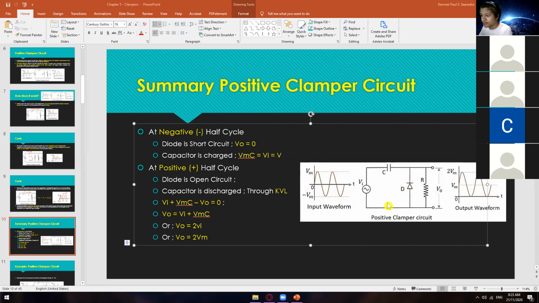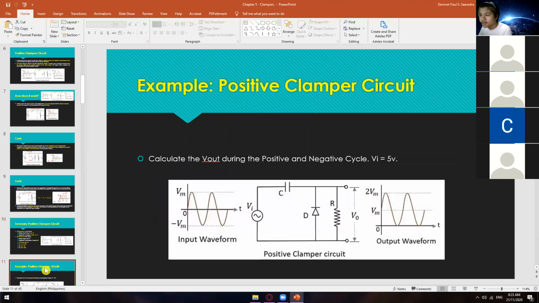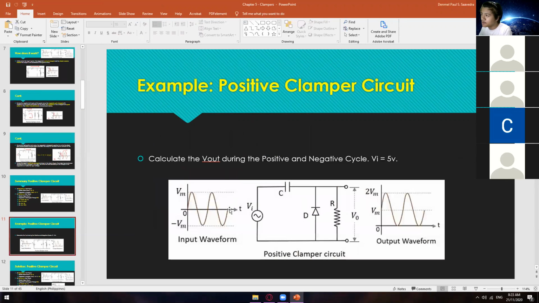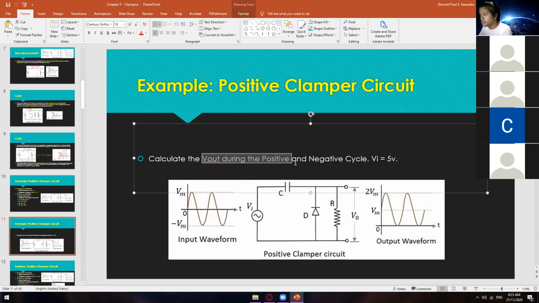Here we have an example for a positive clamper circuit. Calculate the V out during the positive and negative cycle. It is asking us what your V sub O is during positive and what your V sub O is during negative, if we have a voltage input of 5 volts.